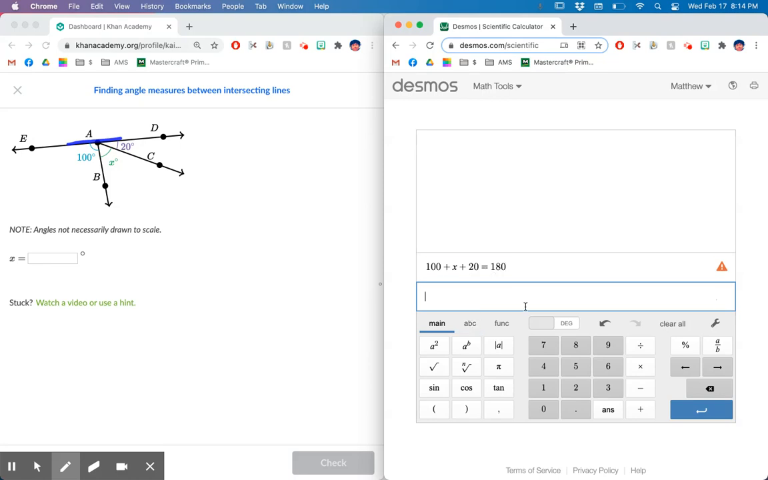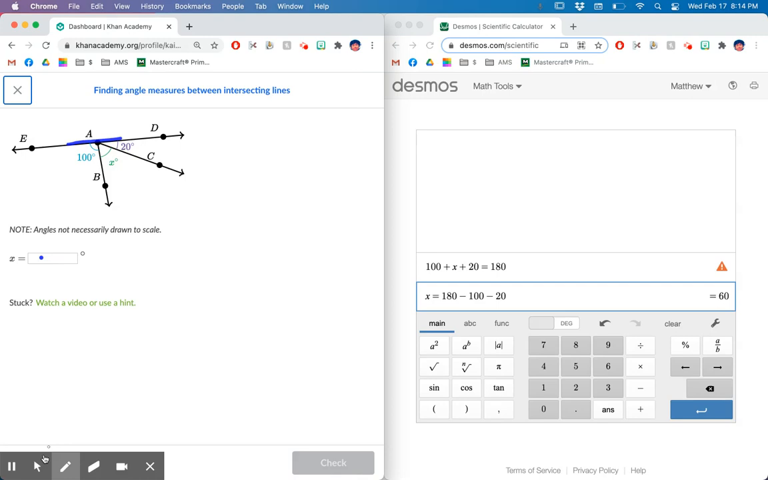So then we just solve it. Subtract 100 and subtract 20 on both sides. X is going to be equal to 180 minus 100 minus 20, right? I'm doing multiple steps at once, but you guys can, again, pause if you need to and rewind. So 60 degrees should be the leftover that x is. So let's type in 60. There we go.